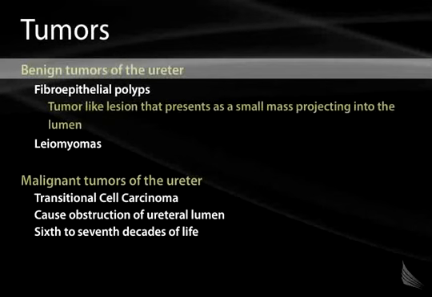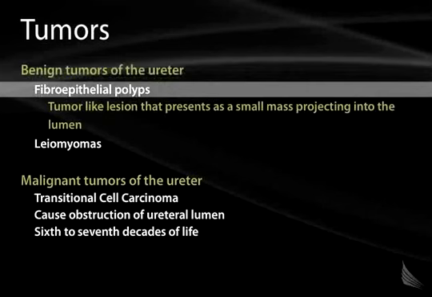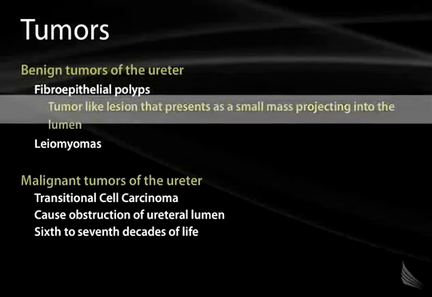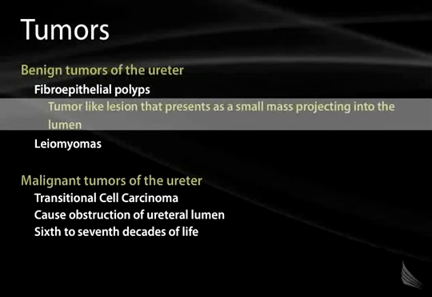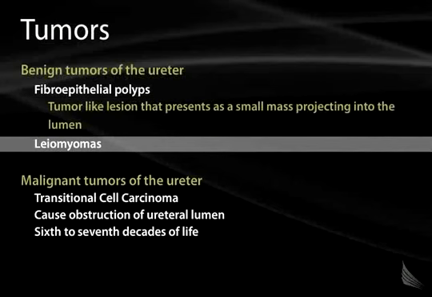There are some benign tumors that affect the ureters, such as fibroepithelial polyps. These are lesions that present as a small mass projecting into the lumen and produce clinically a picture of obstruction and potentially UTI-type symptoms within a patient. One can also see smooth muscle tumors that one might see elsewhere in the body, such as leiomyomas.